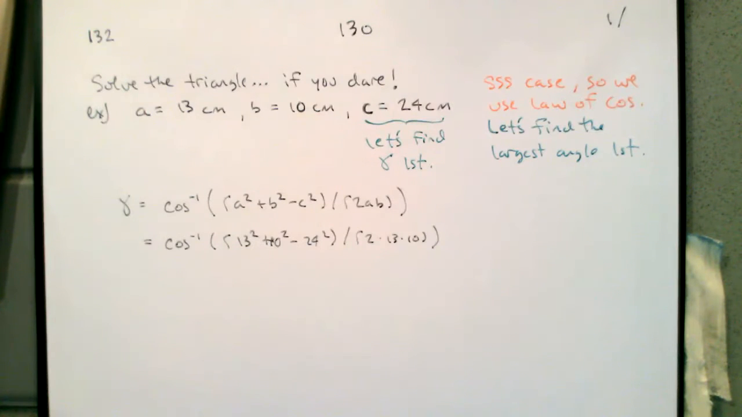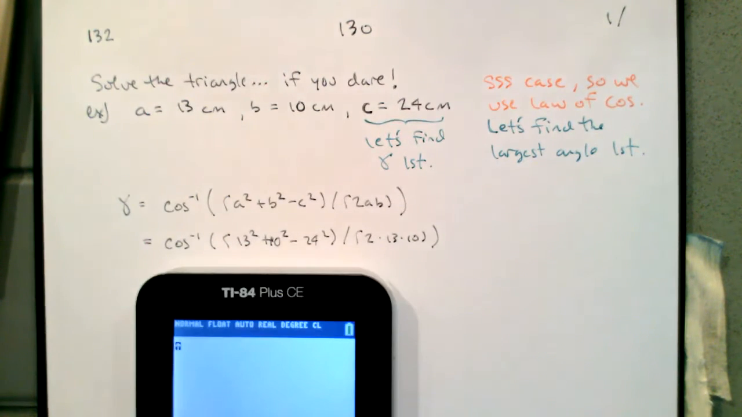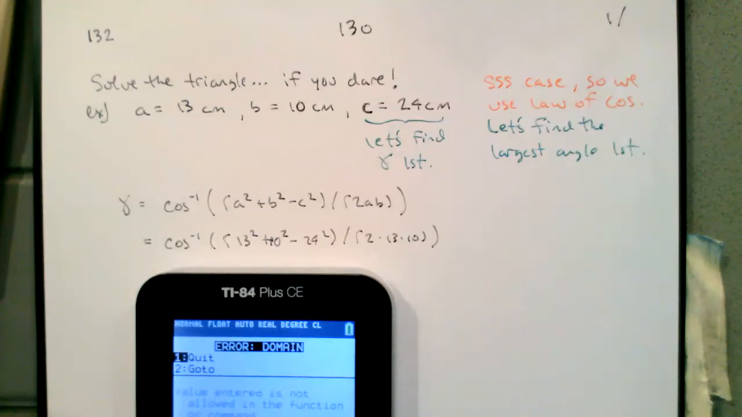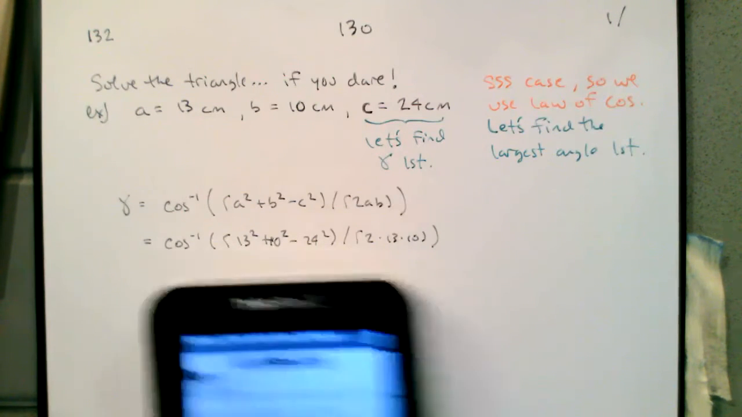And we're going to grab our calculating machine or your book with all your trig values in it. And we're going to look up the cosine inverse of all this. So cosine inverse of the numerator, 13 squared plus 10 squared minus 24 squared, close the numerator, divide by, open the denominator, 2 times 13 times 10. Close the denominator, close the cosine inverse, double check, and hit enter. And we get this error, a domain error.